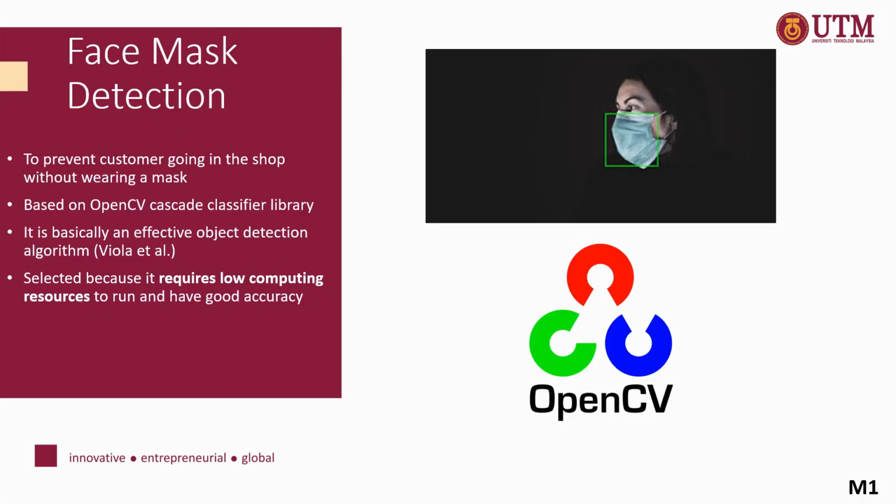I'm Maximilian. I'm going to talk about the face mask detection part of this project. The purpose of face mask detection is to prevent customers from entering the shop without wearing a mask. This algorithm is based on the OpenCV Cascade Classifier library, an effective object detection method by Viola et al. We selected this algorithm because it is efficient.